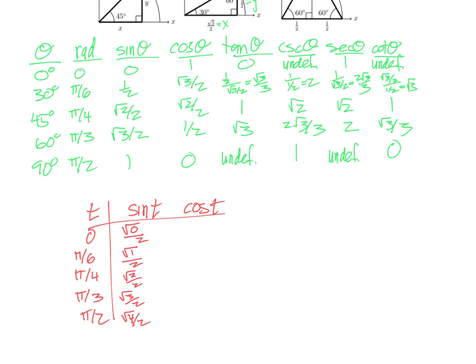And then cosine works the opposite way. So we have square root of 4 over 2, square root of 3 over 2, square root of 2 over 2, square root of 1 over 2, and then square root of 0 over 2. So that's how we can find sine and cosine.